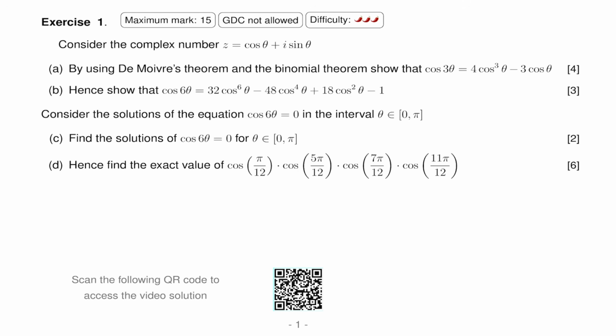All right, so let's start with exercise number 1, which involves complex numbers. Consider the complex number z equals cosine of theta plus i sine of theta. Now we know, and we can always evaluate that to actually verify, that the modulus of this complex number is equal to 1.